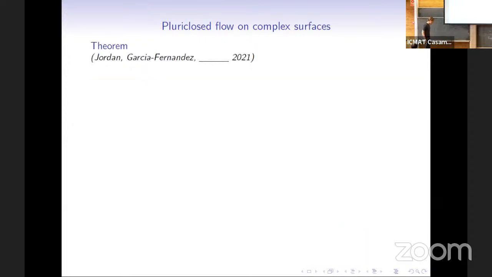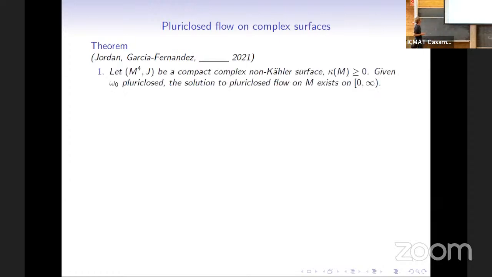Okay, but now I want to state a theorem with some global existence results on these manifolds. So if (M^4, J) is a compact complex non-Kähler surface of non-negative Kodaira dimension, then we show the flow is global with arbitrary initial data. Okay, so it has global existence.